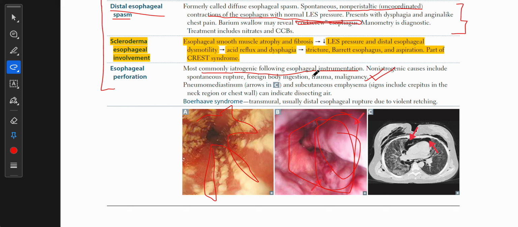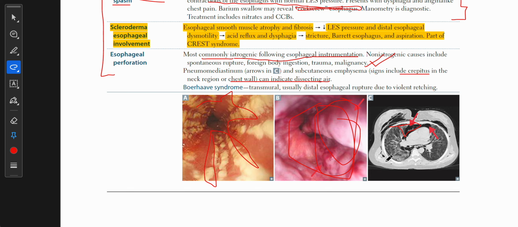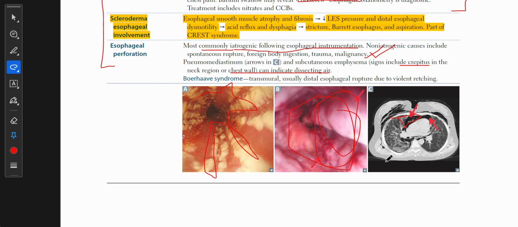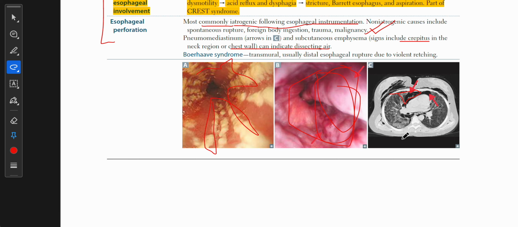And in pneumomediastinum, you can see in the figure here, these arrows. In pneumomediastinum and subcutaneous emphysema, signs include crepitus in the neck region or chest wall that can indicate dissecting air. This is near the neck region, right? This MRI is near the neck region. Here you can see in the figure, and subcutaneous emphysema is also obviously present, with pneumomediastinum arrows in C.